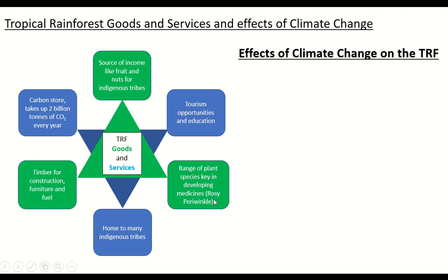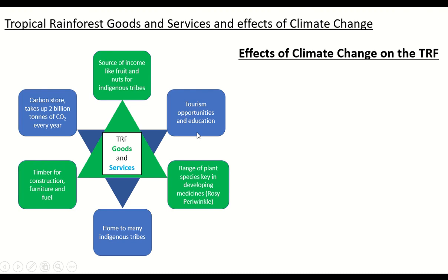I mentioned the rosy periwinkle from the Biosphere earlier. The blue shows services that the rainforest provides, and they are also known as the lungs of the planet. They can take up to 2 billion tons of carbon dioxide out of the atmosphere every single year. So it makes sense that these trees are going to be a good way to tackle climate change in future.